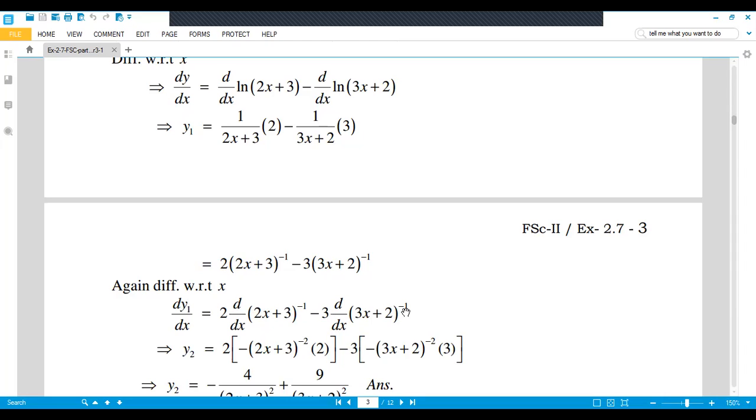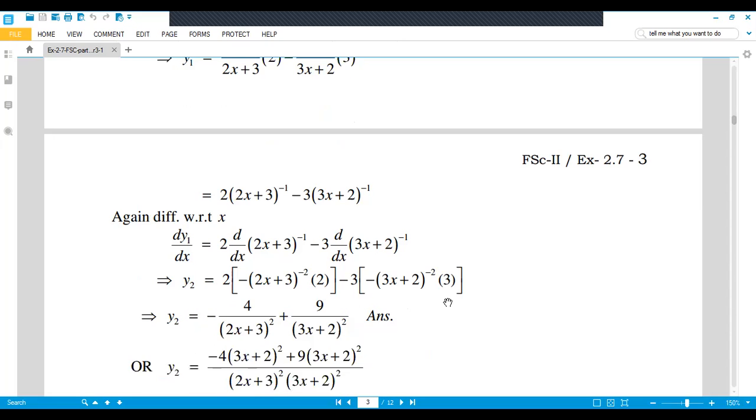And minus 3, here the power will come in the coefficient, from power we subtract 1, so minus 2, and 3x plus 2 without power, its further derivative, 3x derivative is 3 and 2 derivative is 0, so 3. Now this 2 multiply with this 2, so 2 2s are 4, so minus 4 divided by, to make it positive we shift it in the denominator, 2x plus 3 power 2. Plus 3 3s are 9, minus minus plus 9 divided by, to make it positive shifted in the denominator, 3x plus 2 whole square.